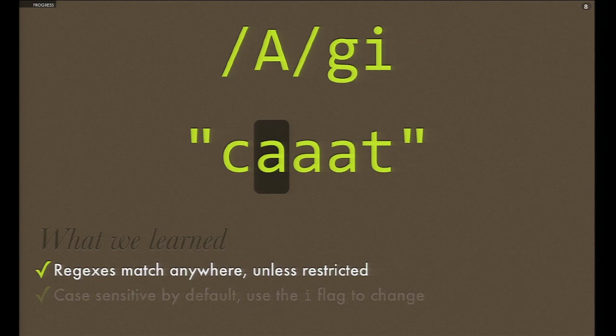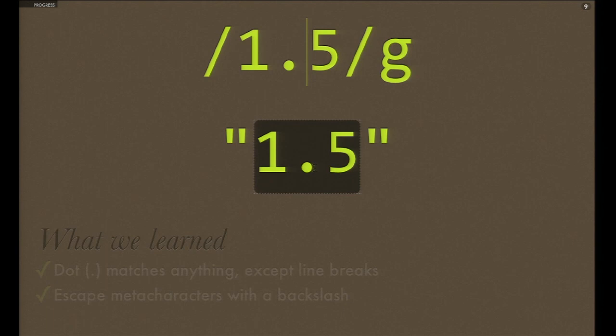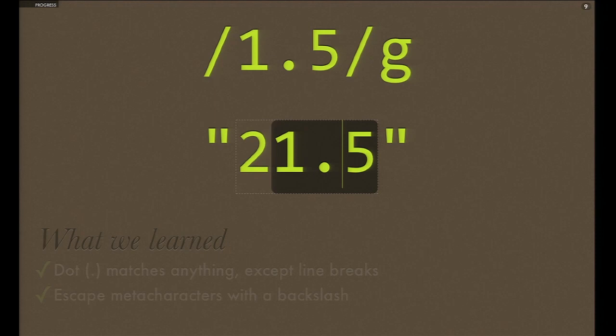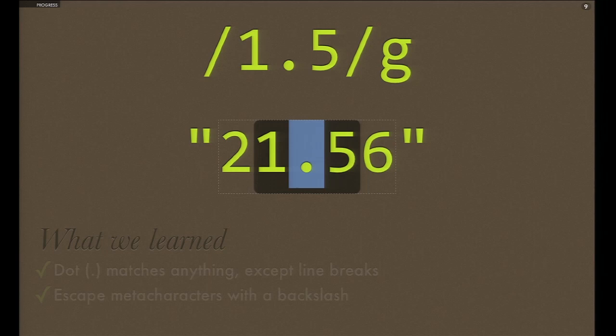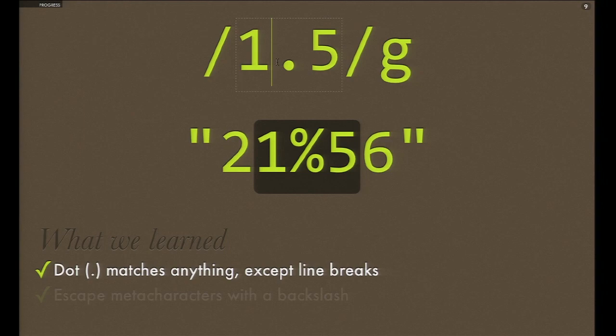If you're not very familiar with regular expressions, you'd assume that this would match something like 1.5. Probably you can guess that it would match it anywhere in the string. But you probably wouldn't expect it to match this, or this, or even this. The dot matches pretty much any character except line breaks. But you can change this behavior if you just escape it with a backslash. And now it only matches the dot.